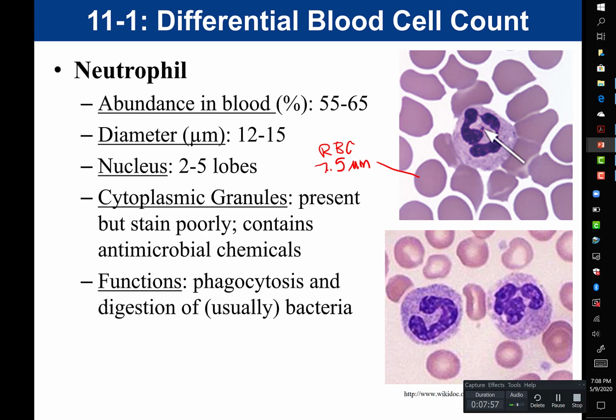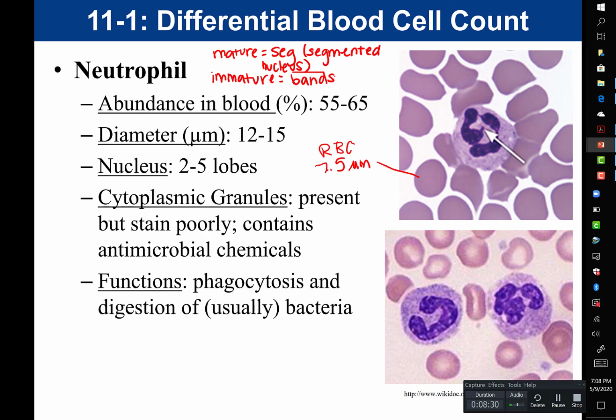Now, when we talk about neutrophils, there are some terms that we use in terms of if they are a mature neutrophil or an immature one. If they are a mature neutrophil, we call them a seg because they have a segmented nucleus. An immature neutrophil is going to be referred to as a band because its nucleus is not yet segmented.